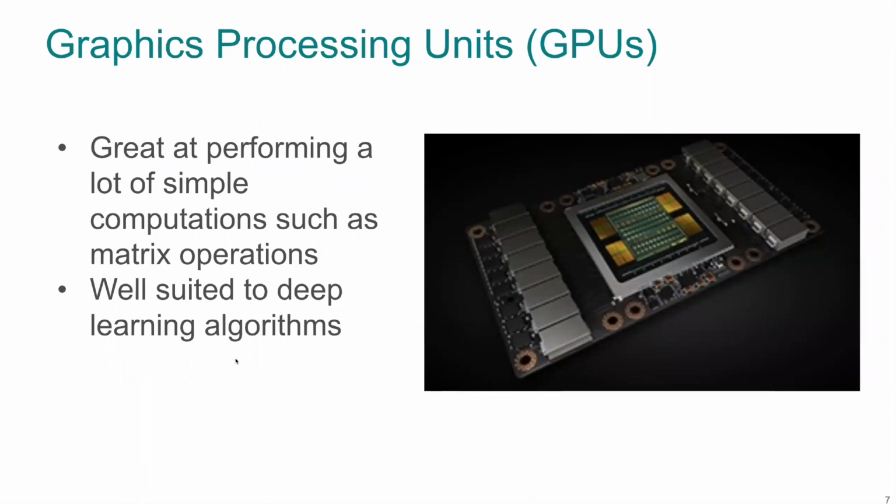The whole thing actually kickstarted because of better processing, and the processing was brought about by GPUs. GPUs can perform simple computations really fast, and the simple computations here are mostly matrix-based operations, which is mostly what is required for the training of any deep learning or even neural networks. For any of these, it's mostly the matrix operations that you would end up doing to train a particular network. So these are particularly well suited for deep learning algorithms, and the advent of GPUs really boosted the way deep learning evolved.